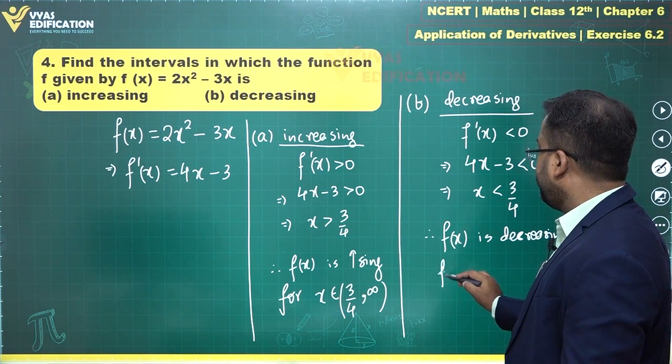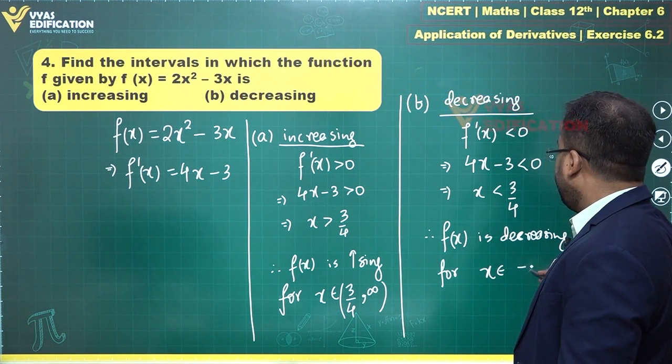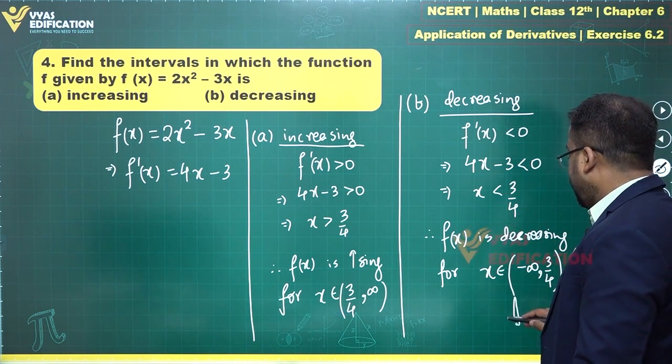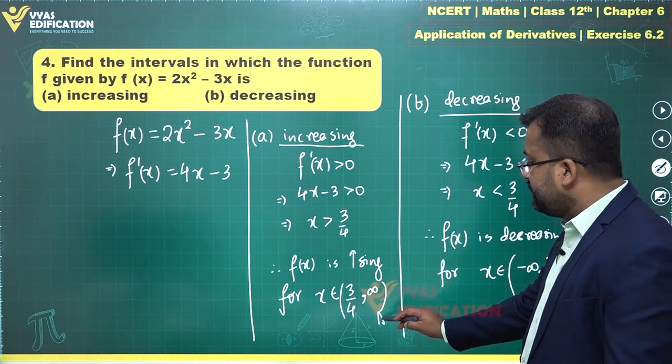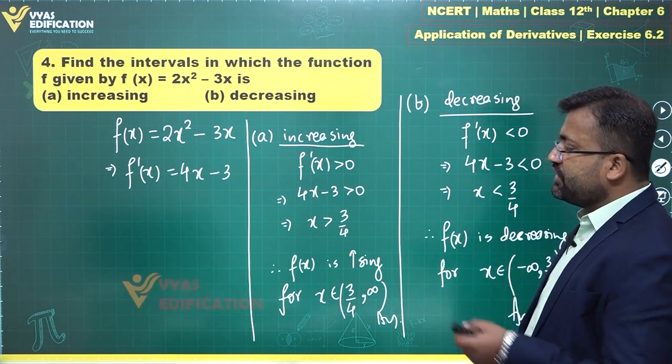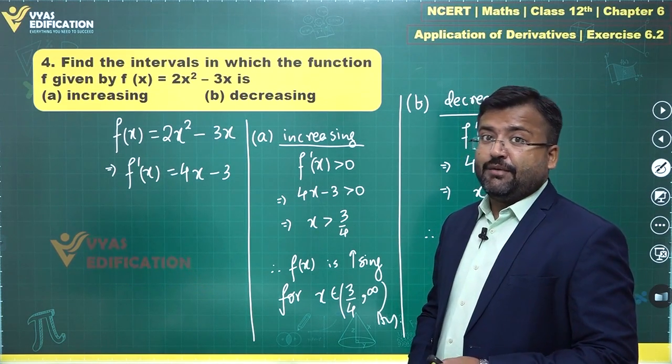Decreasing for x belongs to (minus infinity, 3/4). This is what you can comment. And yes, this is the part 2 answer, and this is the part 1 answer. By the way, there is one important thing to note in this question. And what is that important thing?